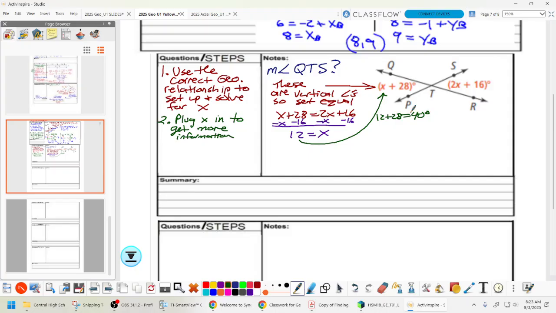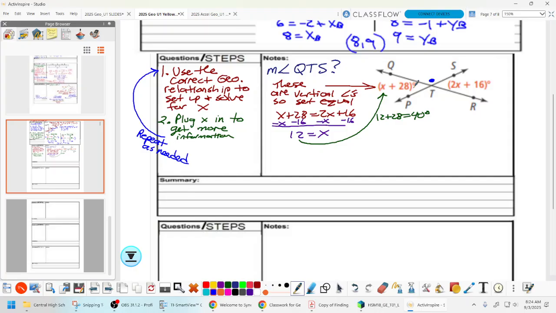Now we can do this again. Use another correct geometry relationship to set up and solve, only this time we just don't have an x. Okay? So maybe draw like a cycle arrow. Repeat as needed. What kind of relationship does QTS have with this now known 40-degree angle?